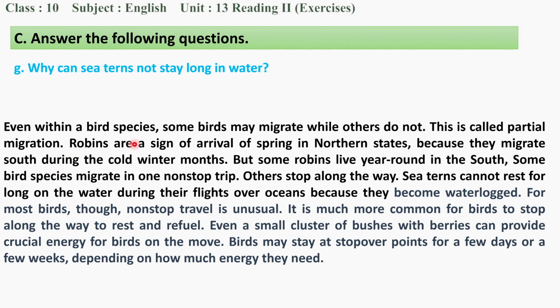Even within a bird species, some birds may migrate while others do not. This is called partial migration. Robins are a sign of arrival of spring in northern states because they migrate south during the cold winter months. But some robins live year-round in the south. Some bird species migrate in one non-stop trip. Others stop along the way. Sea terns, now you can find this word here, see? Sea terns cannot rest for long on the water during their flights over oceans because they become waterlogged.